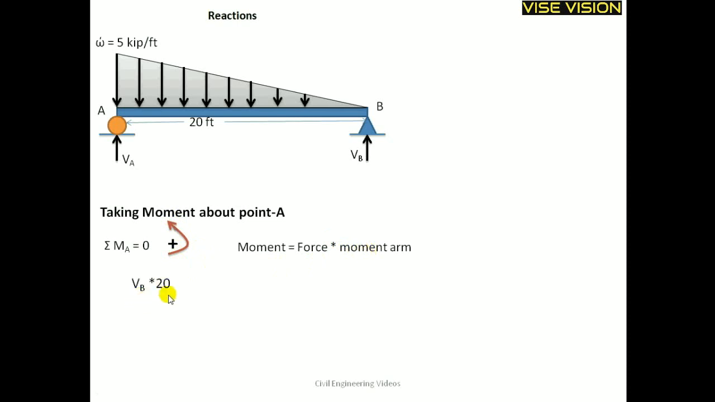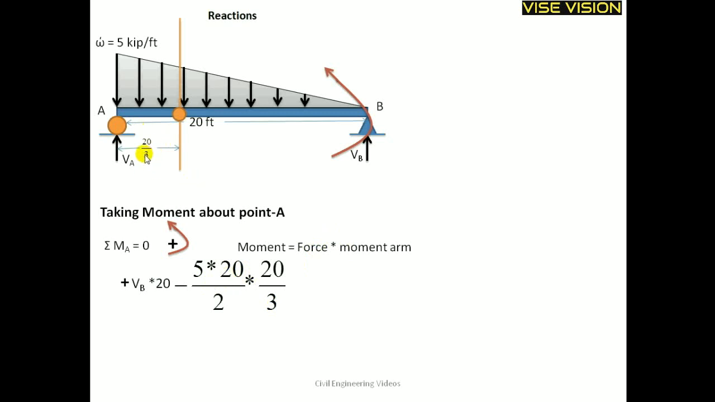This VB multiplied by 20. This VB is the force and this 20 is the moment arm of this force about point A. This VB creates the counterclockwise moment about point A, so this is taken as positive. This 5 into 20 divided by 2 is the UVL force, and this 20 by 3 is the moment arm. This UVL force into moment arm is the moment.